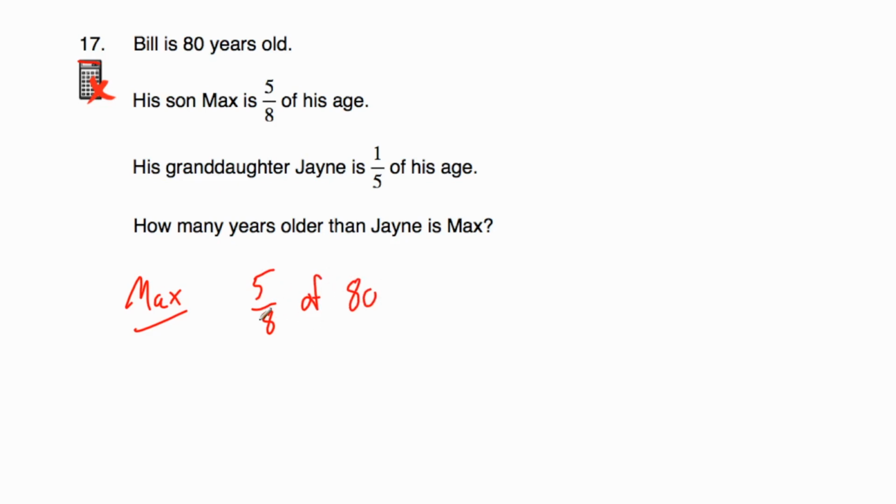To find 5/8 of a number, we divide it by 8 and multiply by 5. So we're going to take 80 and divide it by the bottom, 8, and 80 divided by 8 is 10. Then we multiply by the top, so 10 multiplied by 5 is equal to 50. So that means that Max is 50 years old.